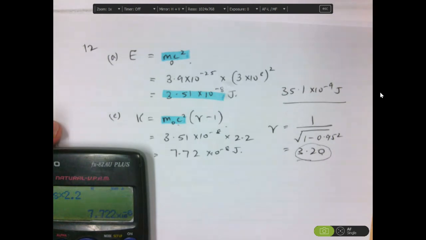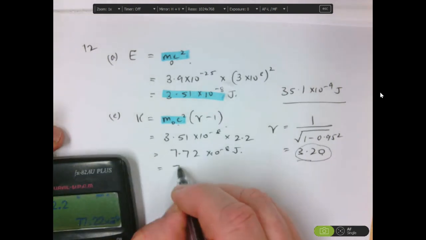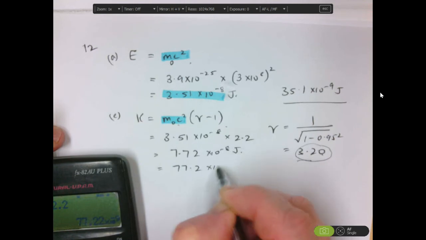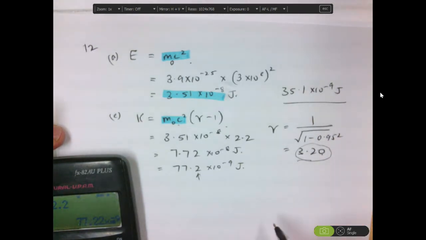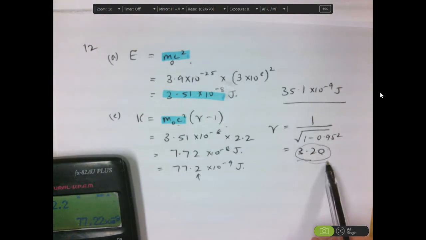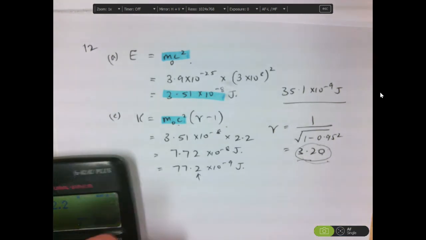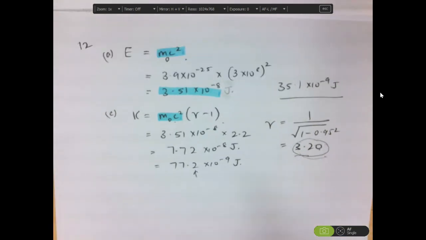Or it's 77.2 by 10 to the minus 9 joules. I think I might have a 3 in that position in the answers. That's simply because that was rounded there. Rightio. Now we can go to B.